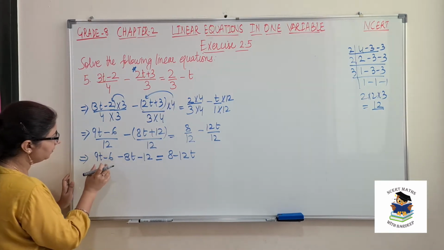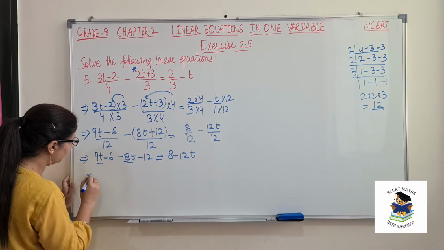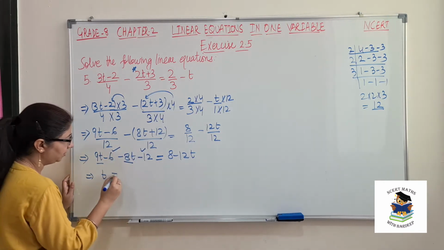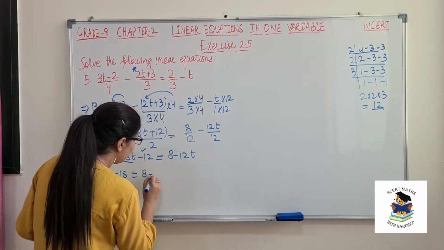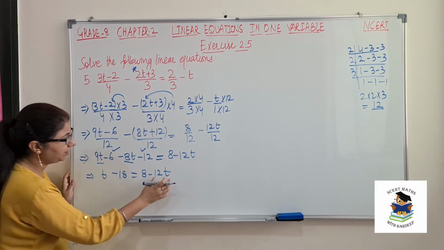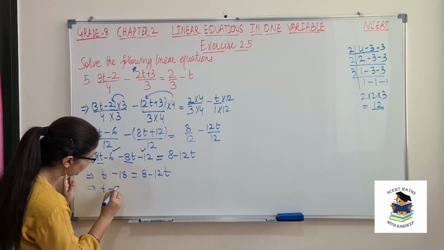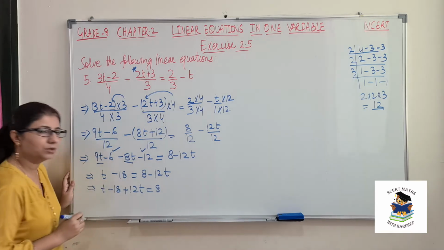Okay, so now let's combine the like terms. This is 9t minus 8t, which will give me t. Minus 6 minus 12 is minus 18. And here it is 8 minus 12t. Now this 12t should come here, so that is t minus 18 plus 12t is equal to 8.